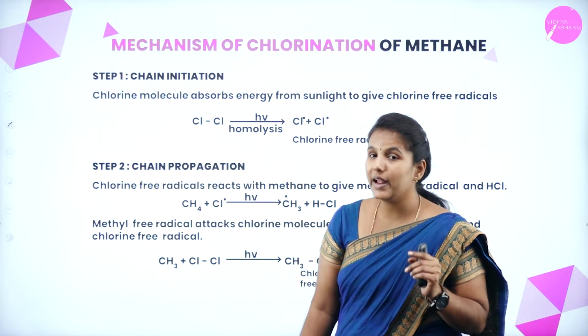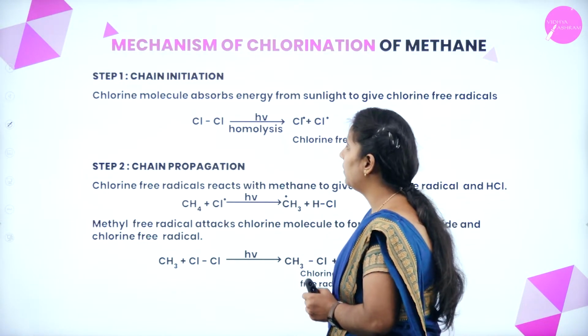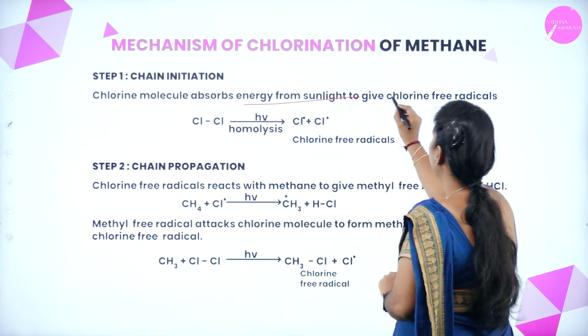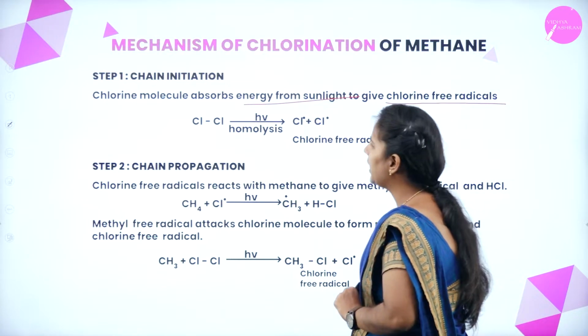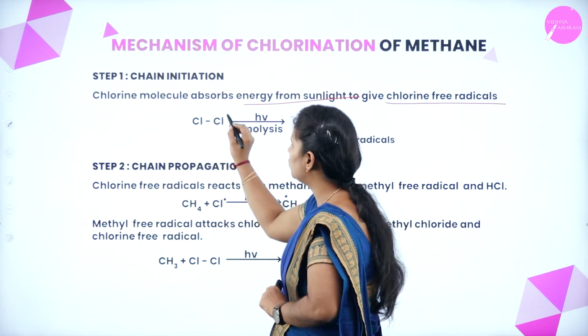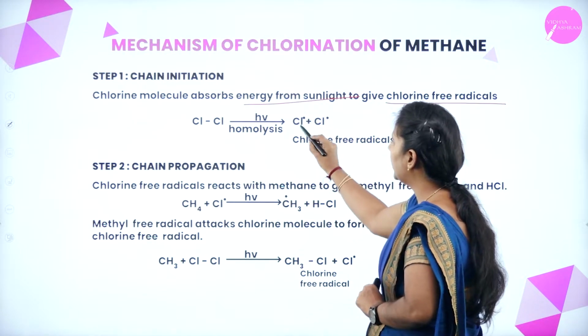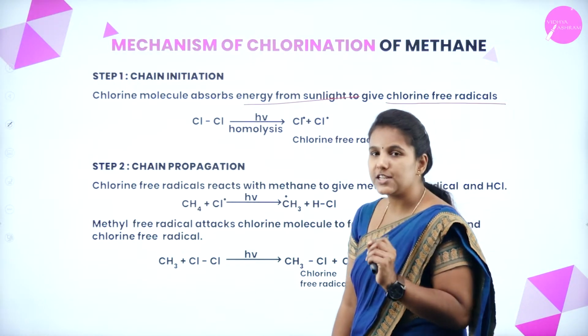How will the chain get initiated? Let us see now. The chlorine molecule absorbs the energy from the sunlight and gives rise to the chlorine free radical. We know that we have used the two chlorine molecules which absorb the sunlight and form chlorine free radicals. This is a chain initiation step.